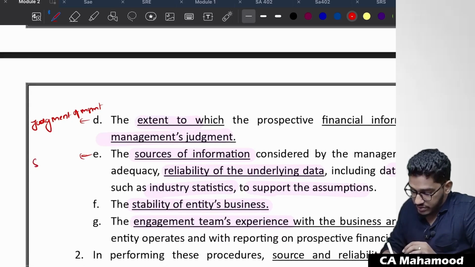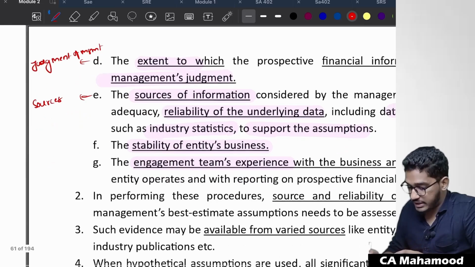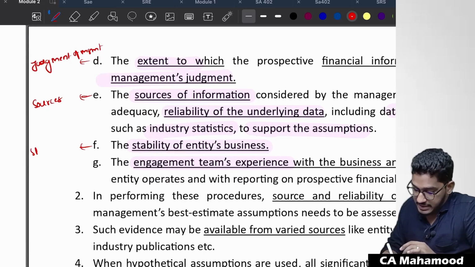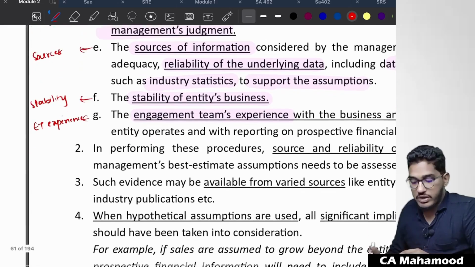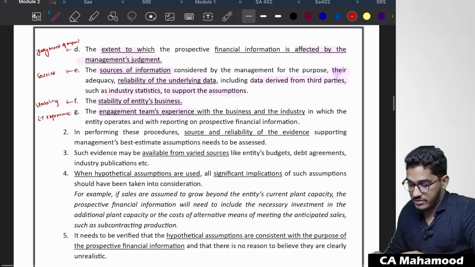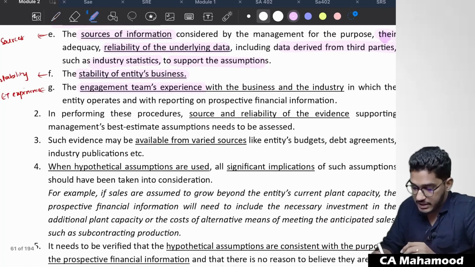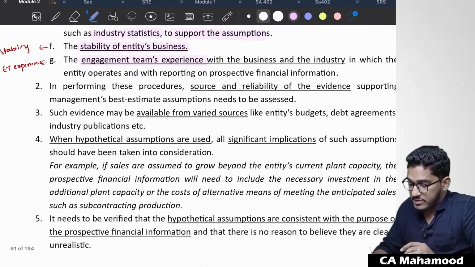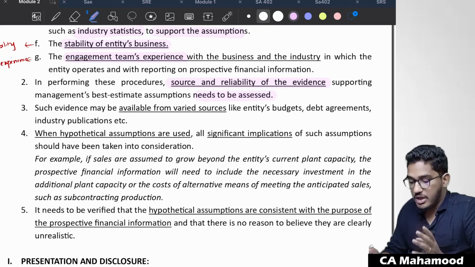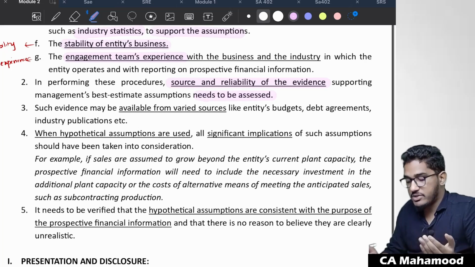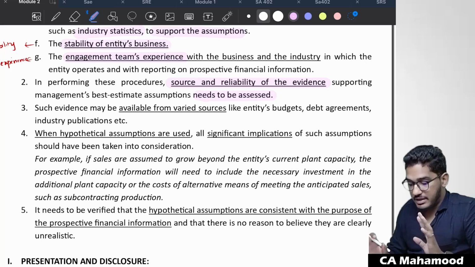Then what are the sources of information? From which sources are you going to get the information? Then we have to see the stability of the business. And then finally, the engagement team's experience. These are the factors which our accountant will keep in mind and accordingly decide nature, timing, and extent of the procedures. Next, something else they try to say here. Let us see what it is. In performing these procedures, the source and reliability of the evidence supporting management's best estimate assumptions need to be assessed. So after performing these procedures, you will get the evidence. You will check whether that evidence is realistic or not.